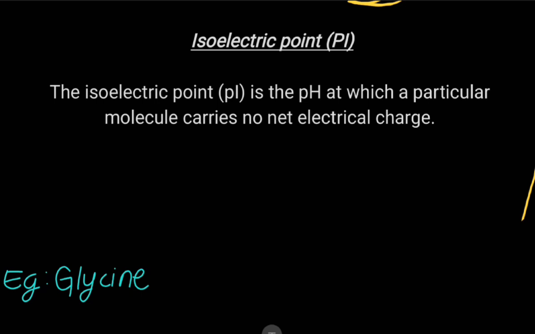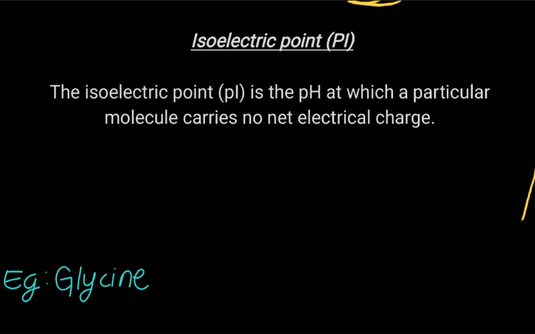Okay, so what is an isoelectric point? An isoelectric point is also known as the pH. It is the pH at which a particular molecule carries no net electric charge.